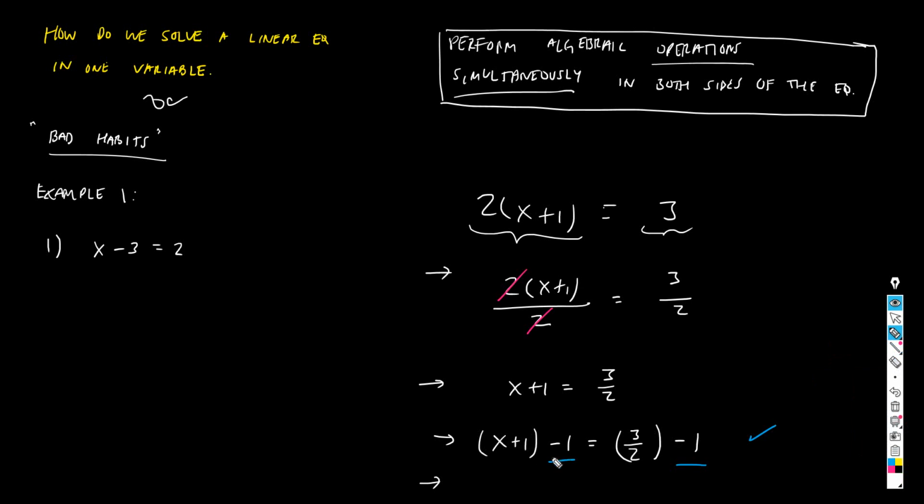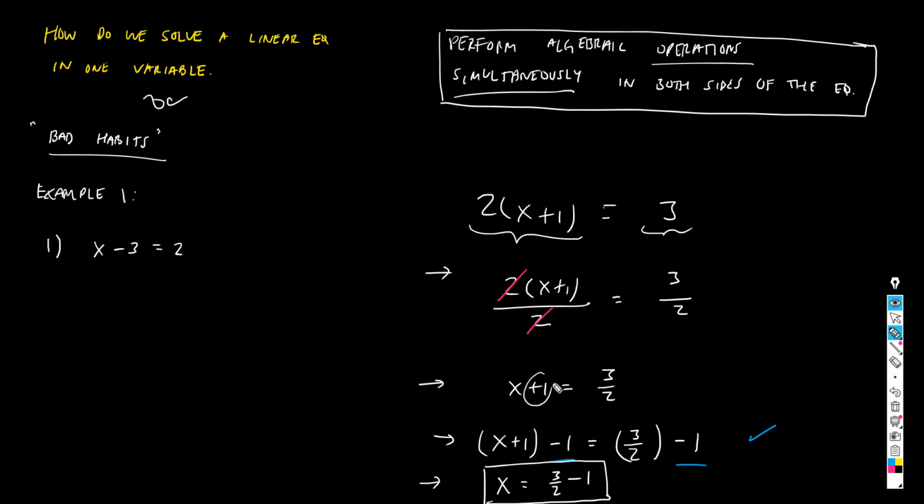x plus 1 minus 1. This minus 1 will eat up the 1, right? They're going to add up to 0. So I'm going to get x equals 3 halves minus 1. And then you can subtract these two numbers. And you're done, right? Because you have already isolated x. And this counts as having solved the problem. You see?